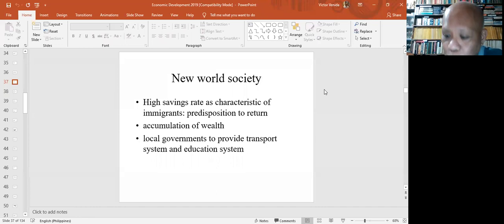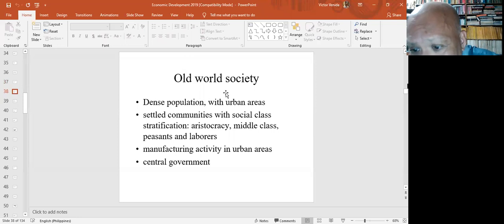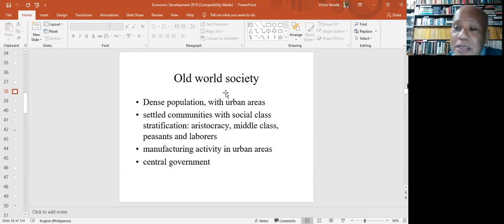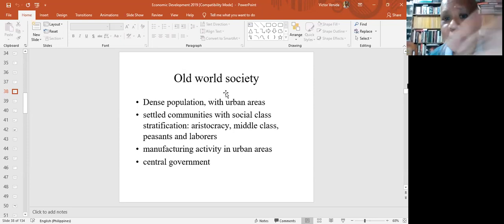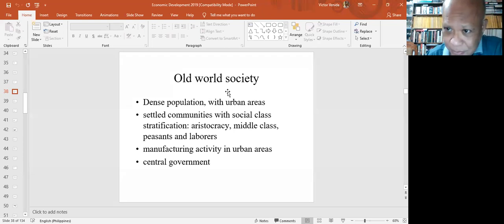Now let's look at the Old World Society. The Old World Society is based upon the experience of the Western European countries. Old World societies are societies with dense population. They have high population density and they already have urban areas. By the 1700s, you do have major cities like London and Paris, Amsterdam, Hamburg, Vienna.